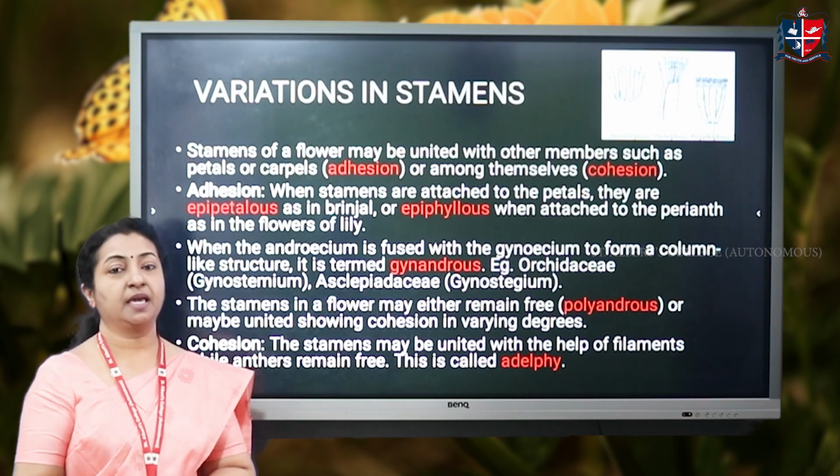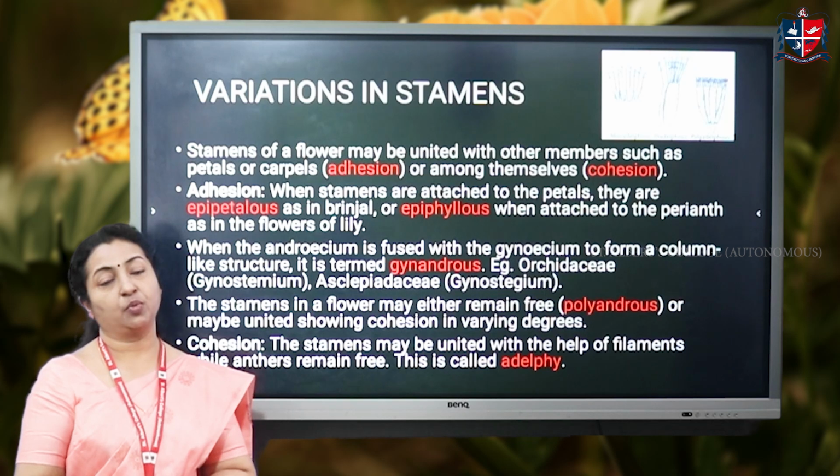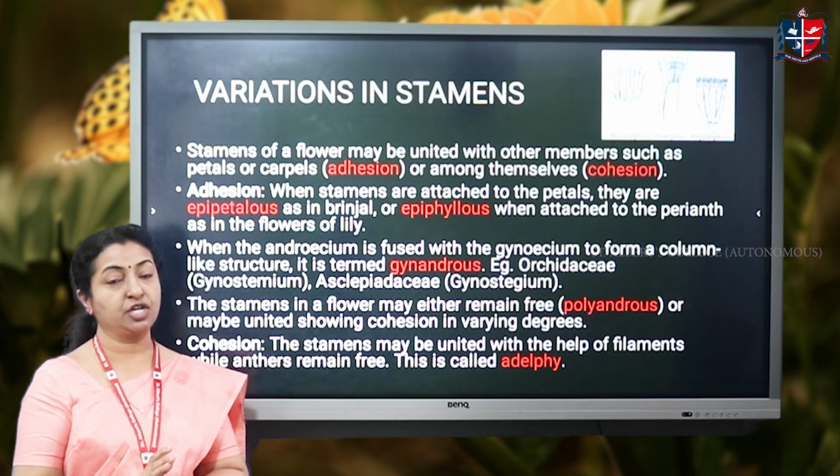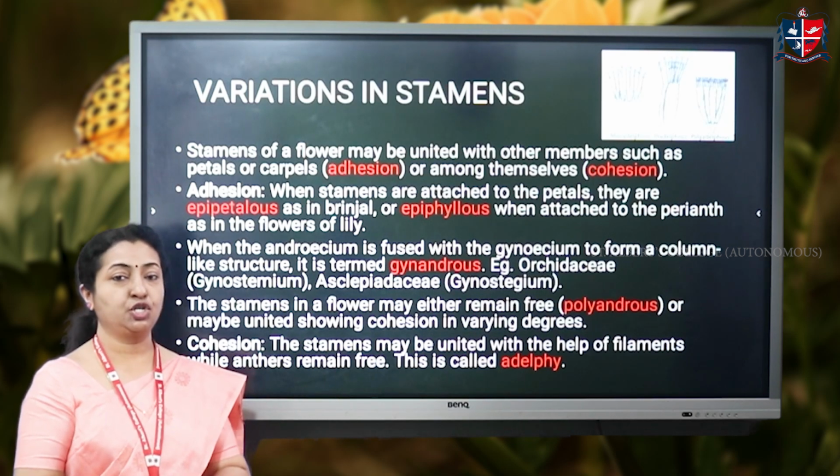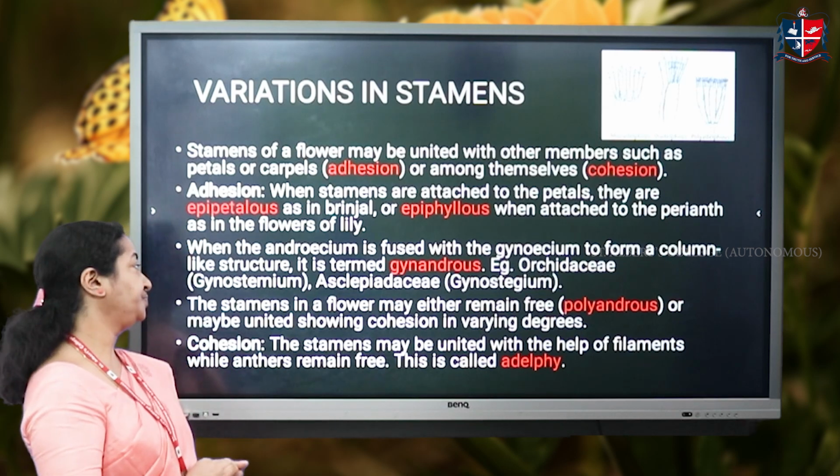There is the second case, which is the gynandrous condition, where the stamens, that is the androecium, fuse with the gynoecium, as seen in the orchids.